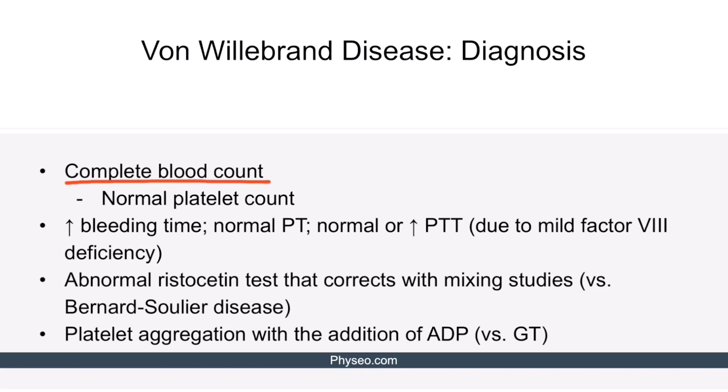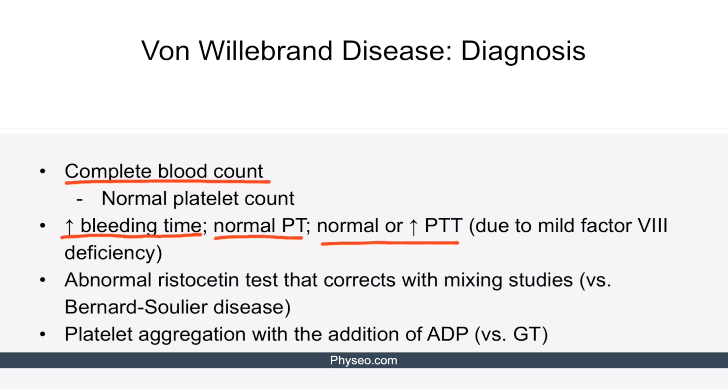A complete blood count will show a normal platelet count. Bleeding time will be increased because von Willebrand factor is necessary in primary hemostasis. Prothrombin time is normal because von Willebrand factor does not influence the extrinsic or common coagulation pathways. However, PTT may be slightly elevated. The underlying cause of this finding is mild factor VIII deficiency. Normally, von Willebrand factor carries and protects factor VIII in plasma. Therefore, von Willebrand factor deficiency will cause a slight decline in factor VIII levels.